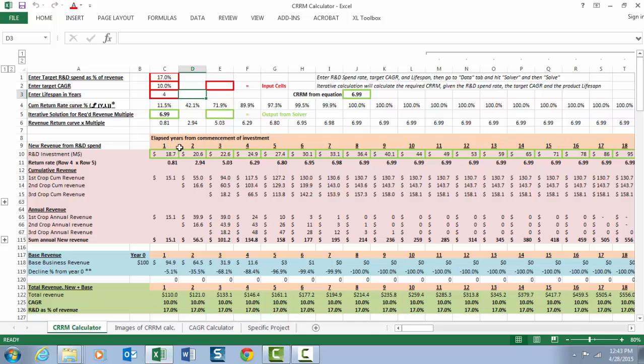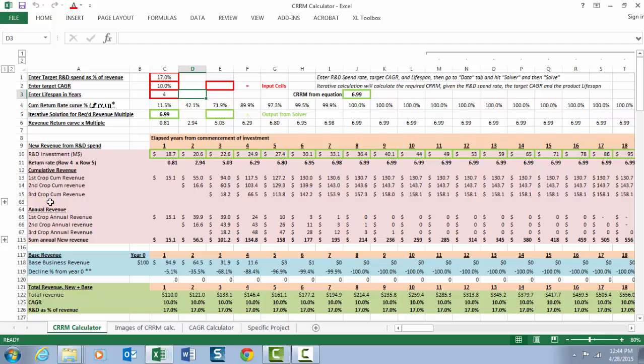These years here go out from 1 all the way to 50 years across, and this is the new products section here, and it shows us both the cumulative revenue of individual crops of products, and it shows us the annual revenue of those.